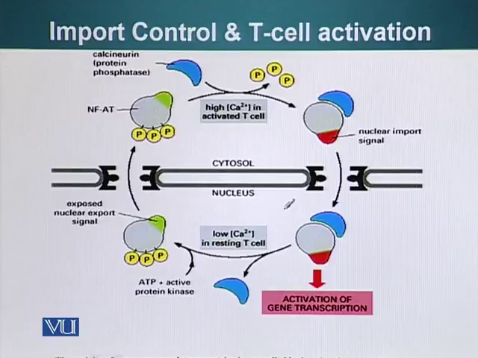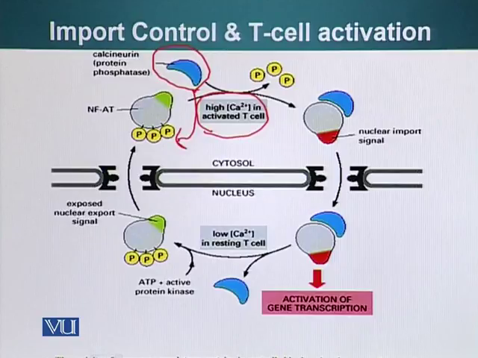Once those signals have been received, it results in an increase of calcium level in the cell, calcium which, as you know, is stored in the endoplasmic reticulum. When calcium levels go up, a protein called calcineurin is activated. It is a phosphatase. It works on NFAT, and since it is a phosphatase, it will cleave off these phosphate groups from NFAT. So when that happens, the nuclear import signal is exposed.